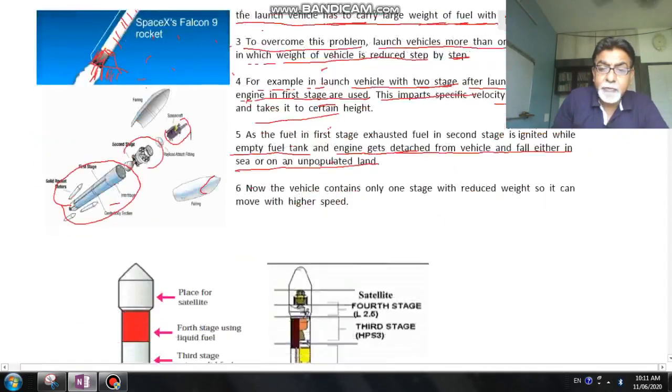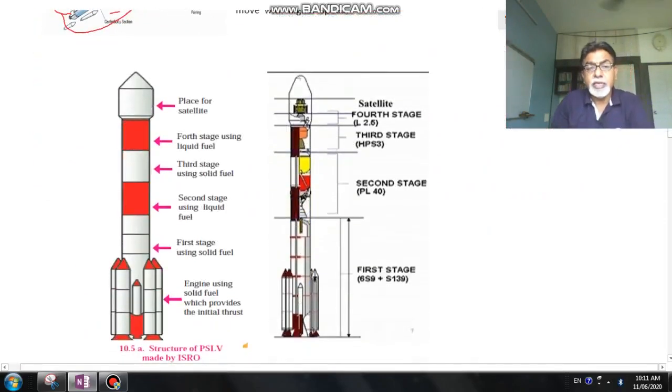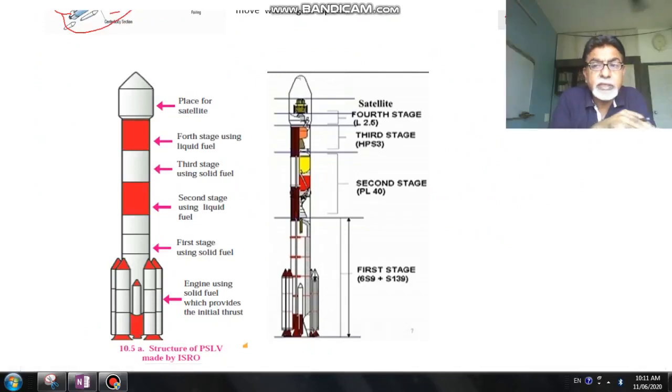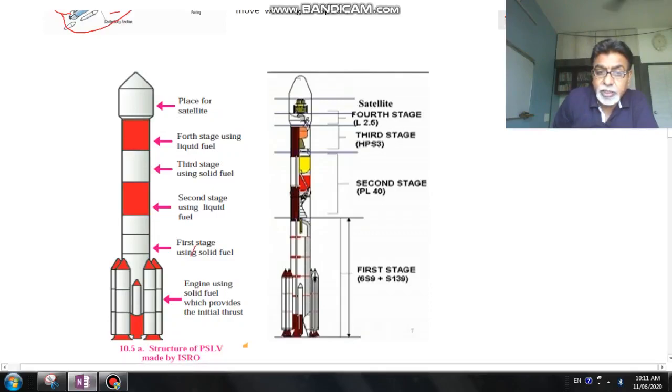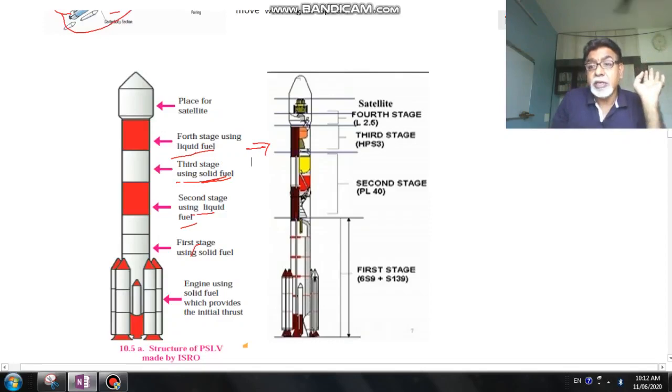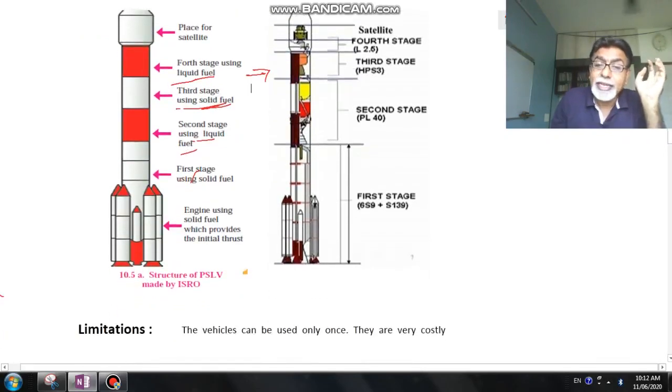Look at the picture here. This is the satellite launch vehicle of 4 stages, the PSLV made by our ISRO. Booster rockets are there at the end. The first stage uses solid fuel, the second stage uses liquid fuel, the third stage again uses solid fuel, and the fourth stage uses liquid fuel, and that is shown here in the interior diagram. This is the 4 stage rocket.